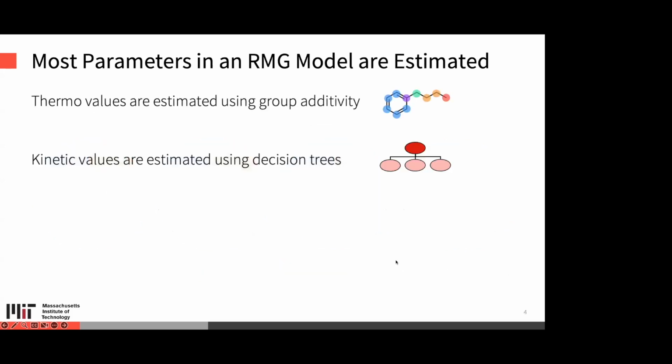So where do all of those estimates come from? The video yesterday from Matt Johnson covered this in more detail, so I'll just give a very brief summary today. The thermo values are estimated using group additivity, though we are in the process of trying to evolve that to a decision tree, which was mentioned yesterday. It's a work in progress. And then the kinetic values are estimated using decision trees, and we'll sometimes call those rate trees, just more colloquially. So these estimators are trained on data. So where does all of that data come from?